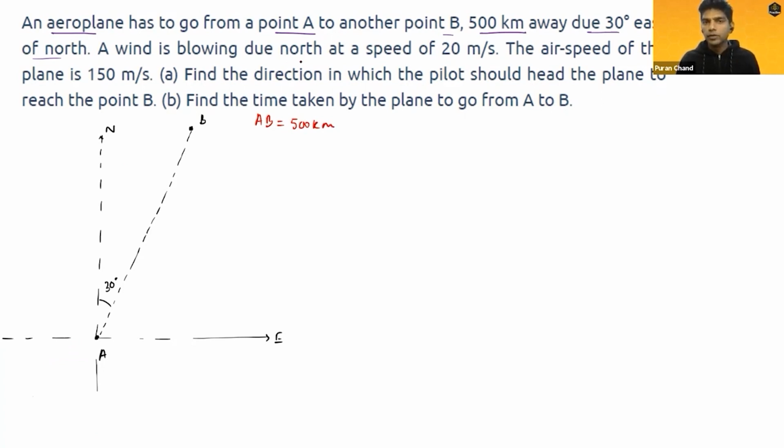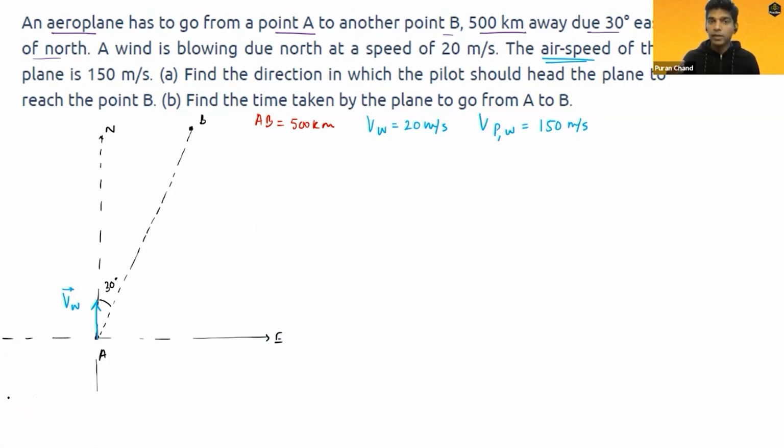Wind is blowing due north, so the velocity of wind is in this direction. Clear? We are given VW is equal to 20 meters per second. The air speed of the plane is 150 meters per second. Air speed means velocity of plane with respect to the wind. So the velocity of plane with respect to wind is given as 150 meters per second.